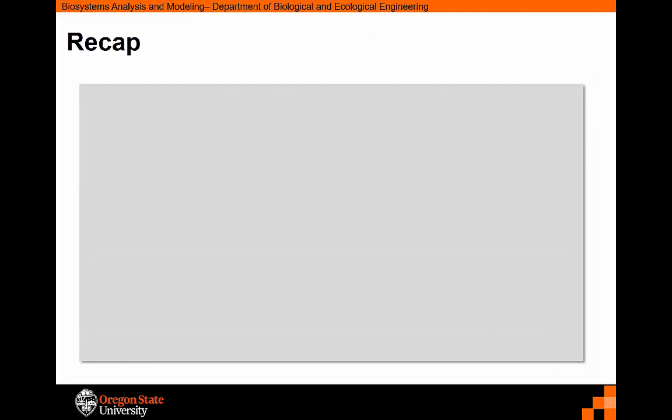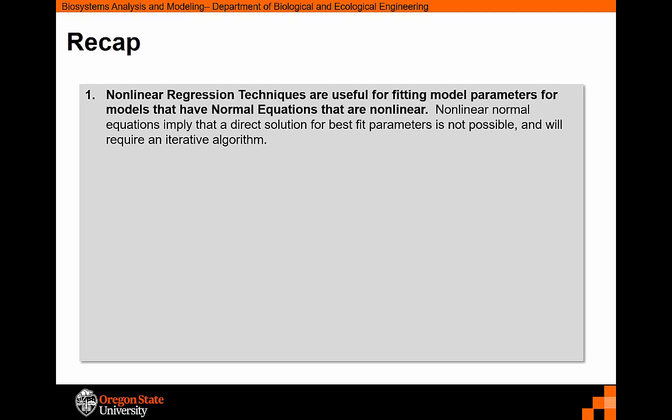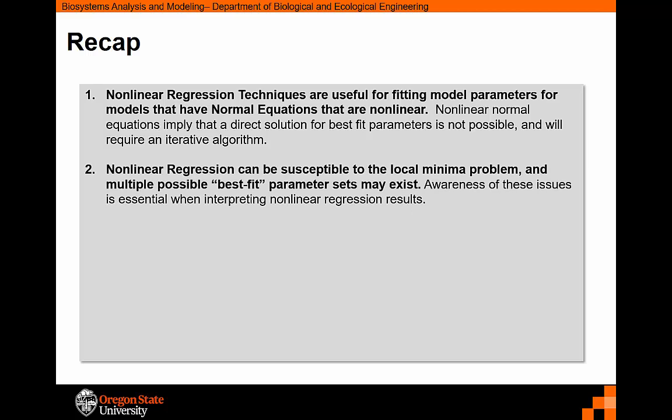So, to recap, in this module we explored some concepts and techniques associated with nonlinear regression. First, nonlinear regression techniques are useful for fitting model parameters for models that have normal equations that are nonlinear. Nonlinear normal equations imply that a direct solution for best fit parameters is not possible and will require an iterative algorithm. Second, nonlinear regression can be susceptible to the local minimum problem, and multiple possible best fit parameter sets may exist. Being aware of the possibility of finding a local rather than a global minimum is essential when interpreting nonlinear regression results.